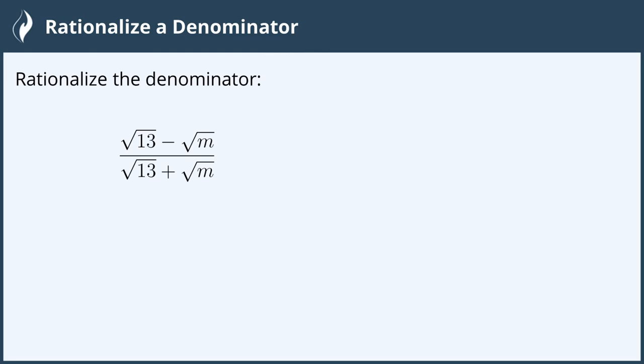Hi everyone! In this video we will rationalize a denominator. Rationalize the denominator of the square root of 13 minus the square root of m, all over the square root of 13 plus the square root of n.